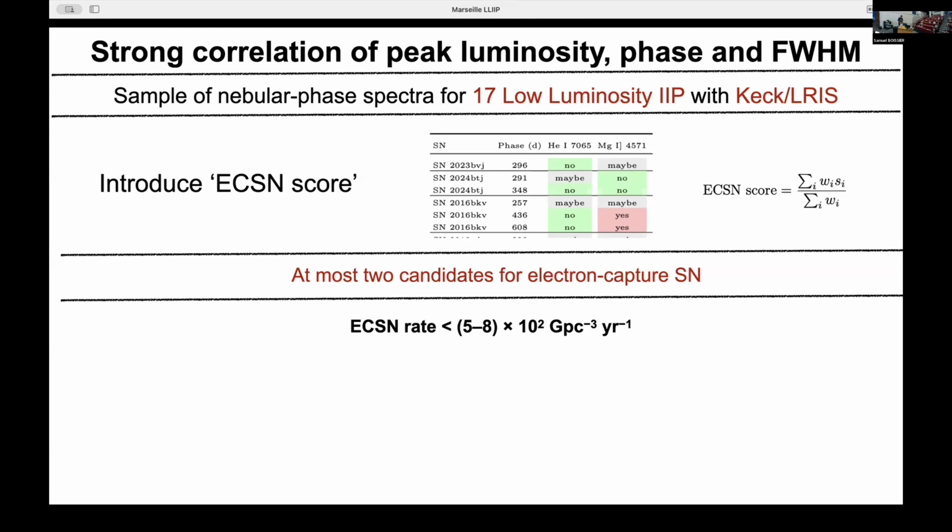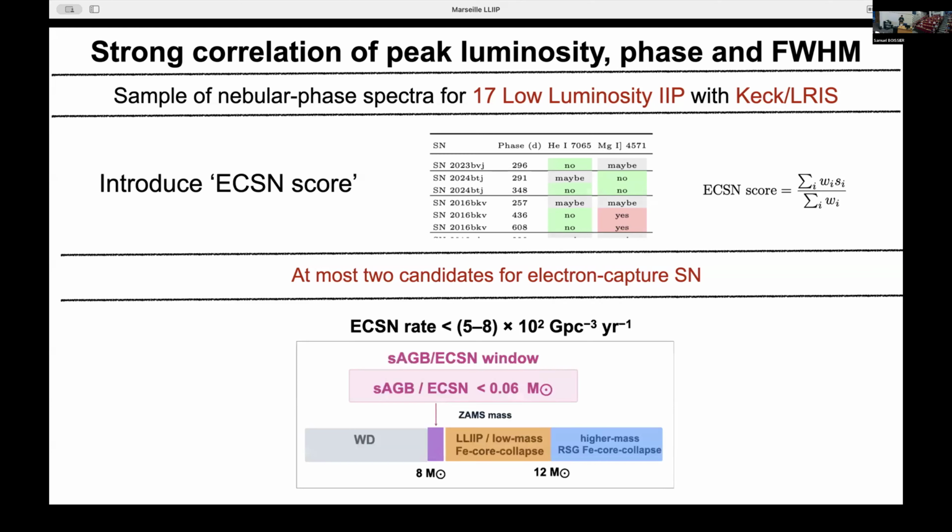Since this was carried out in a very systematic manner, we give an upper limit on what the rates for electron capture supernovae should be and what this implies in terms of a window of SAGB stars. So the idea is that to the left you have heavy white dwarfs, to the right you have red supergiants forming regular iron core collapse supernovae, and in the middle you have this super AGB star electron capture supernova window of at most around 0.06 solar masses or so.